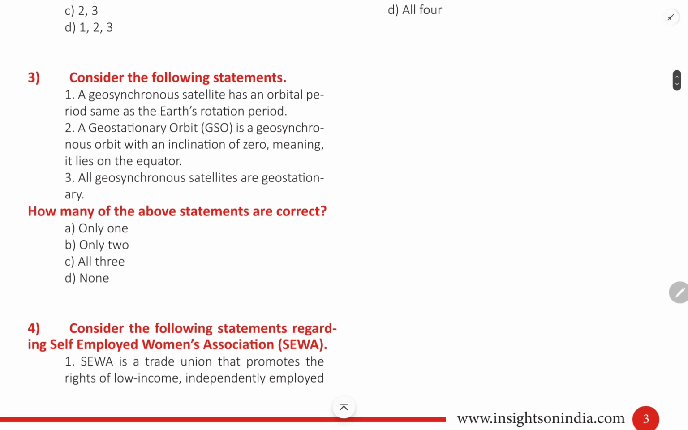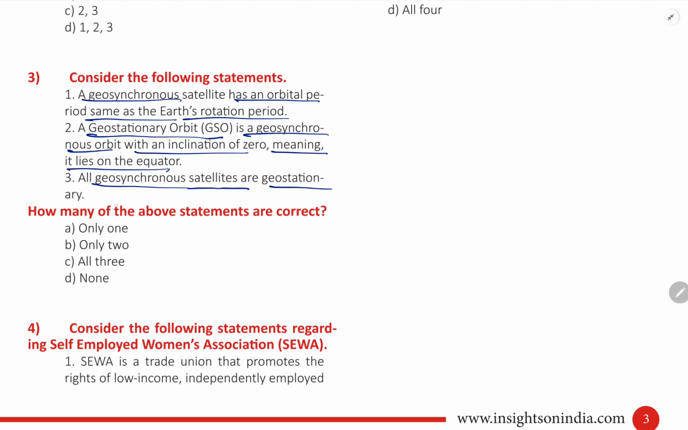Now third question, consider the following statements. The first is the geosynchronous satellite has an orbital period the same as the earth's rotational period. Next, geostationary orbit is a geosynchronous orbit with an inclination of 0, meaning it lies on the equator. The third statement is all the geosynchronous satellites are geostationary. Now which one of the following is correct?